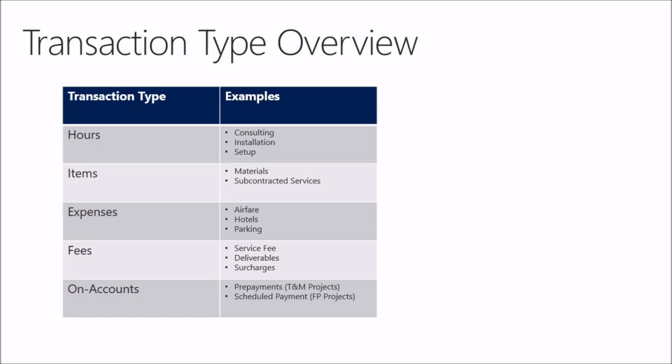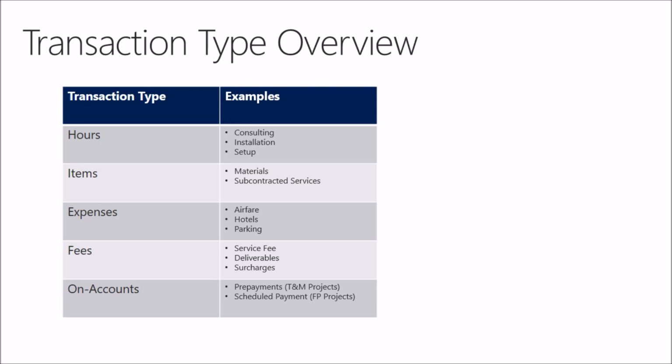And you can think of a few examples for fees would be like a service fee or some type of deliverable. So we meet a specific date, we get a $5,000, we can charge you for a $5,000 fee. Then we have surcharges as well. On accounts are kind of the oddball transaction type, and on accounts are typically prepayments on time and material projects or schedule payments for fixed price projects.